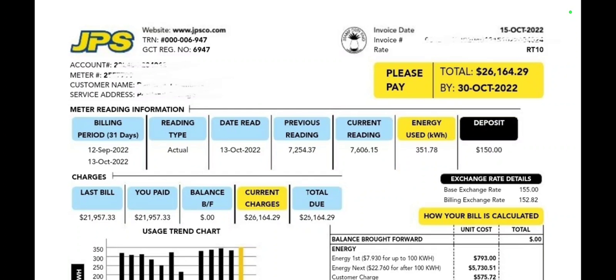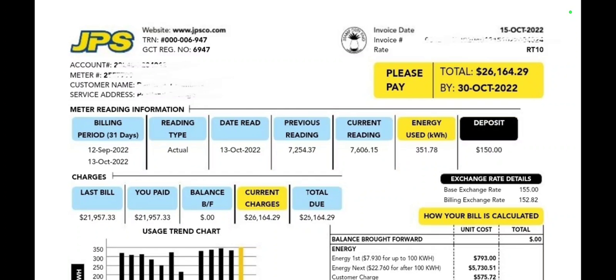Now we have two readings here. One is called previous reading and the other is called current reading. So this is the reading, which is in kilowatt hour, that JPS sees when they are reading your meter. So when they read your meter for the last time before this time, that was the previous reading, and then the current reading is the one that they are doing now, right? So it is in kilowatt hour reading.